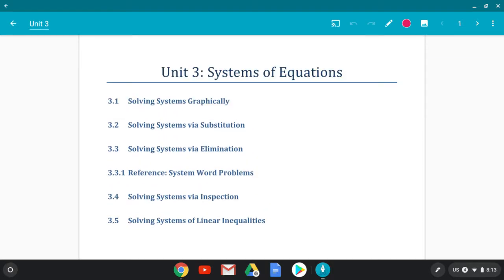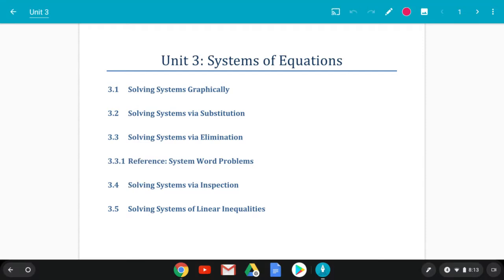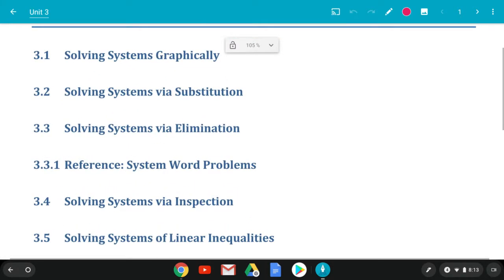All right, Unit 3, Systems of Equations. This is the most difficult chapter in the entire book, and yet the easiest chapter in the entire book. How can it be both, Coach Herman? Well, it can be both because, one, I'm going to teach you to solve systems graphically using Desmos. That's what makes it so easy.